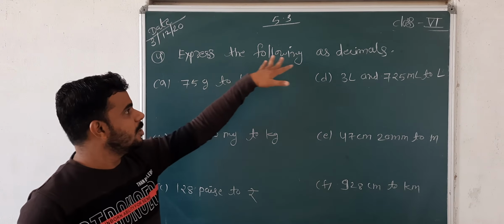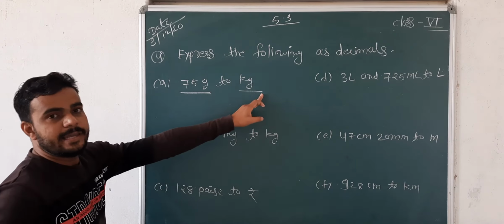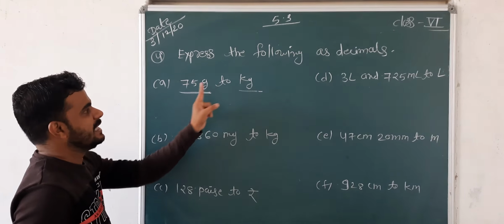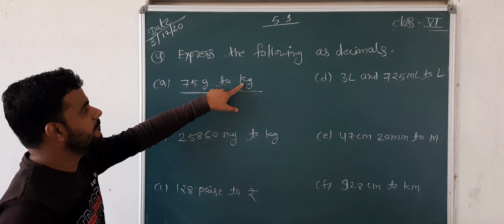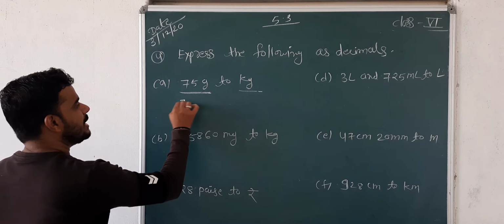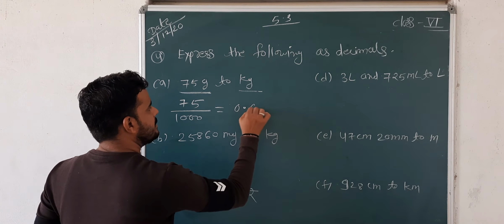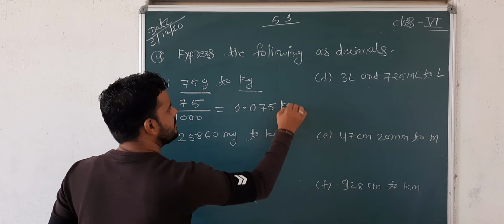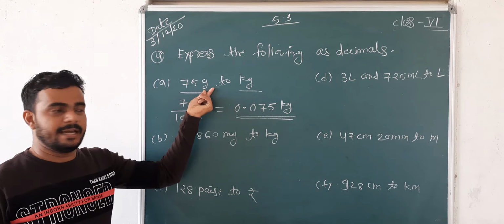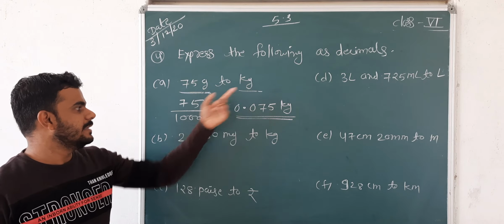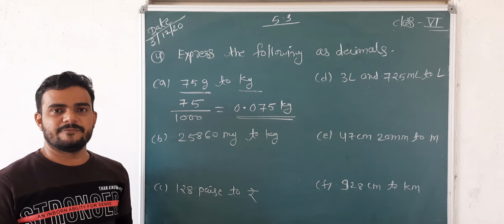Express the following as the decimal. 75 gram to kg, gram to kg change करना है. It means smaller to bigger. When smaller to bigger, then division is there. So we have to make the division, but we know that 1 kg is 1000 gram. So 75 by 1000. So final answer is 0.075 kg. This is the way. We know that gram is the smaller unit and kg is the bigger unit. So smaller to bigger, then division, and we know that 1 kg equals 1000 gram. So divide by 1000, then 0.075 is your answer.